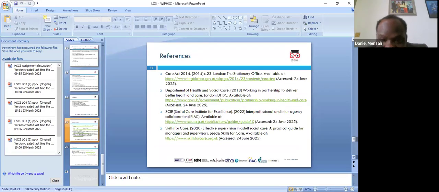Very important. One of the references we can look at is the Care Act 2014. The Department of Health and Social Care, working in partnership to deliver better health care. And we have the Social Care Institute for Excellence, and we have Skills for Care. Very important.